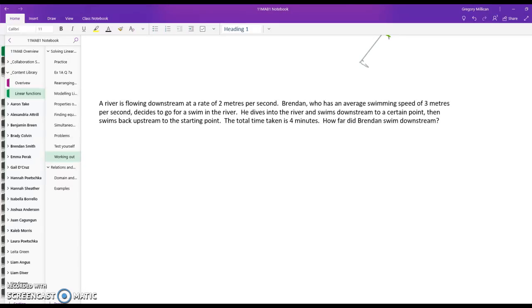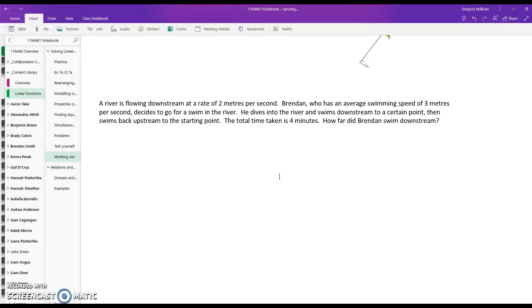A request to get a start on the question, as you can see on the screen. A river is flowing downstream at a rate of 2 meters per second. Brendan, who has an average swimming speed of 3 meters per second, decides to go for a swim, goes into the river, swims downstream to a certain point, then swims back upstream to the starting point. Total time 4 minutes. How far did he swim downstream?